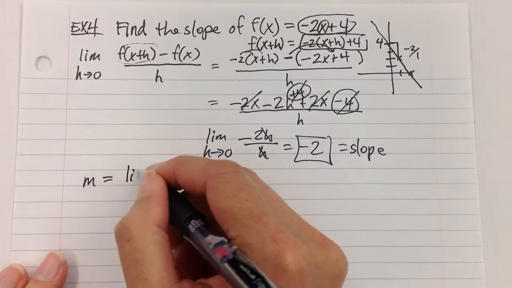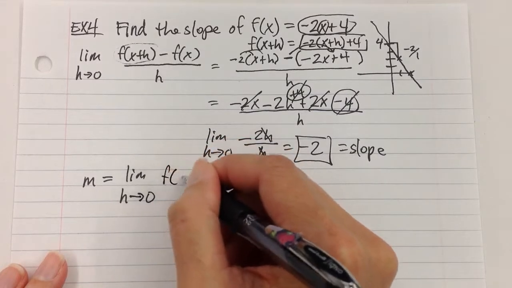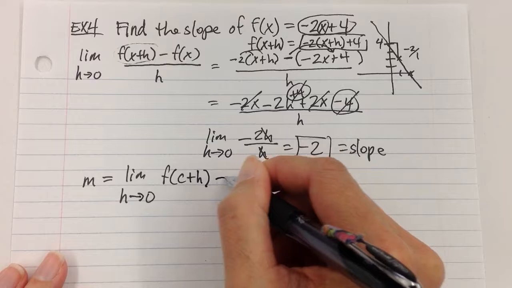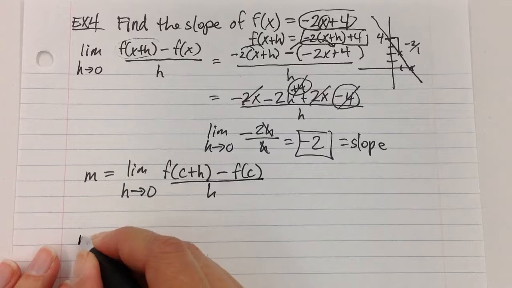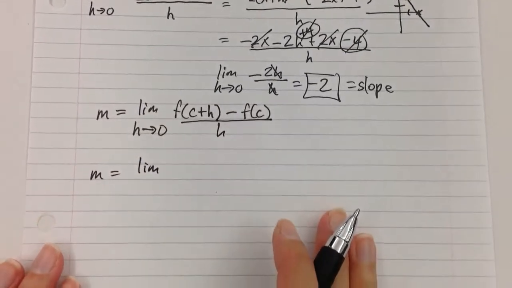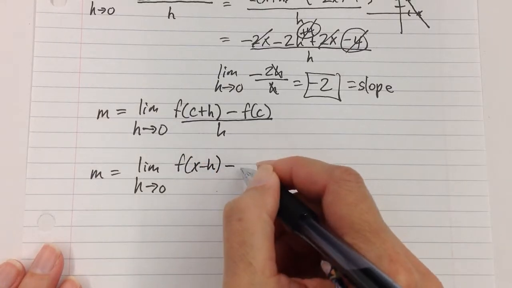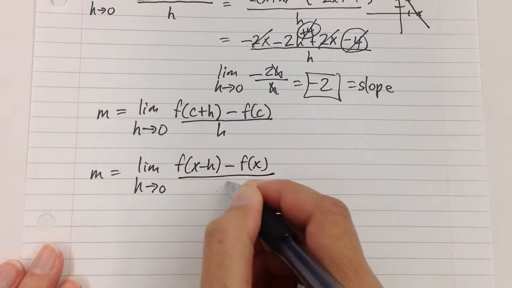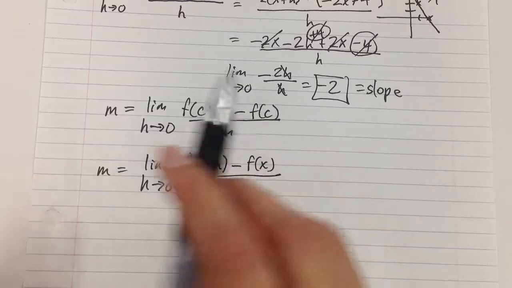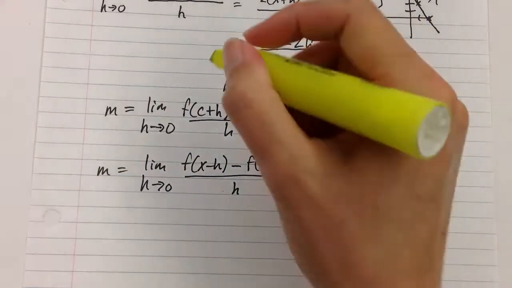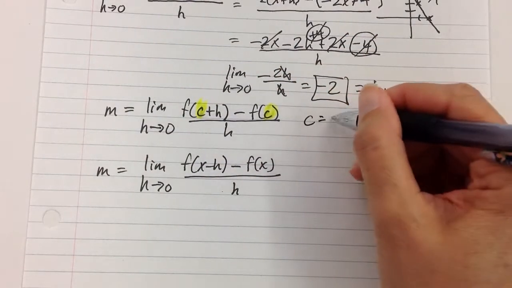There's the limit as h approaches 0 of f of c plus h minus f of c all over h. And then there's the other one, m equals the limit as h approaches 0 of the regular f of x plus h minus f of x all over h. Okay, we've been using this one. This is for when they actually give you a point, right? So when they actually give you a point, what you want to do is plug in that x coordinate for c. Okay, c is your x coordinate.